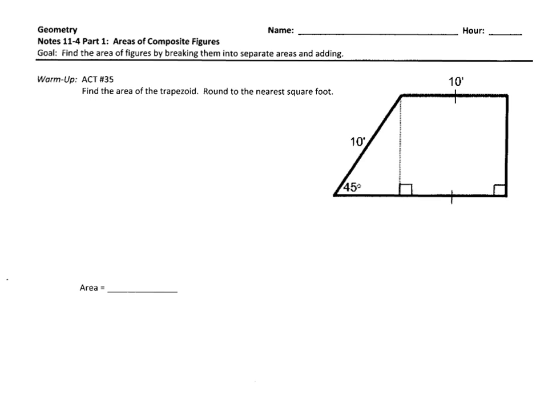Please start working on the warm-up, ACT number 35. Find the area of the trapezoid, round to the nearest square foot. Pause this video as you work through the problem.